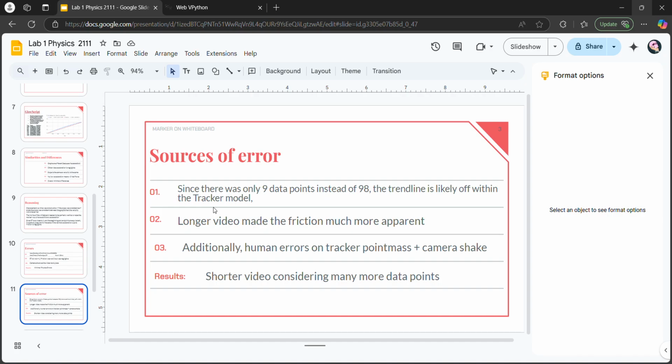Sources of the errors: since there were only 9 data points instead of 98, the trend line is likely off within the Tracker model. For some reason, the Tracker model change in time wasn't consistent, and therefore I couldn't use all of the time points that I found in my GlowScript model. The longer video also made the friction much more apparent. If I was to do this again, I would have a much shorter video. And additionally, some of the human errors on the Tracker point mass probably were present, and the camera shake was also present. Overall, shorter video with more data points.